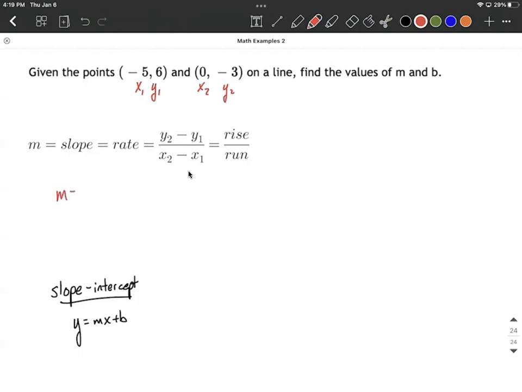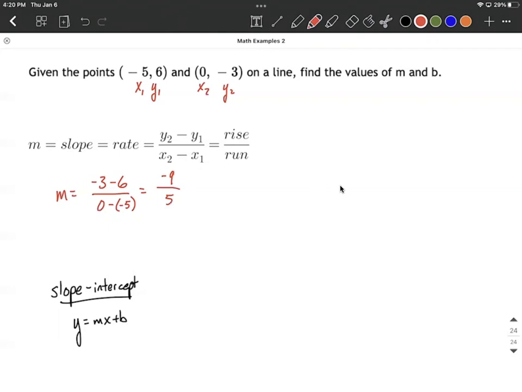So to get our slope, what I'm going to do is y2 minus y1 over x2 minus x1. Now it's important you subtract that -5. That's going to make an addition for our denominator. Or we can say -3 minus 6 is -9. And then 0 minus a -5 is going to be a +5 for our denominator. So that's the slope of our line.